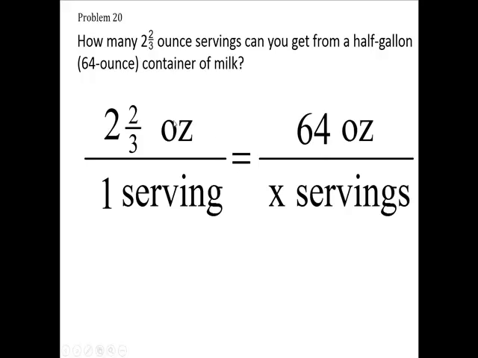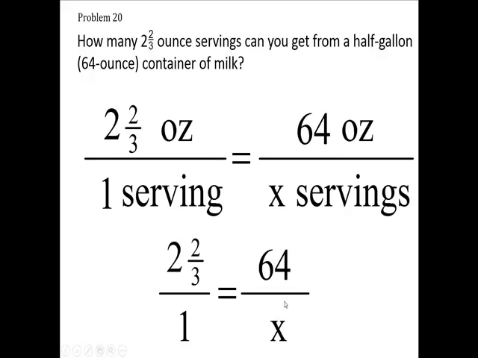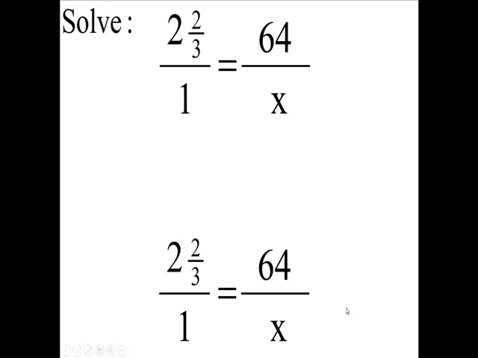Okay, before we do, let's get rid of the ounces and servings. Make it a little bit simpler. Have two fractions that are equal. On the top, I have 2 2/3. I have 1 on the bottom. I have 64 on top and x on the bottom. Okay, copy that down up here.